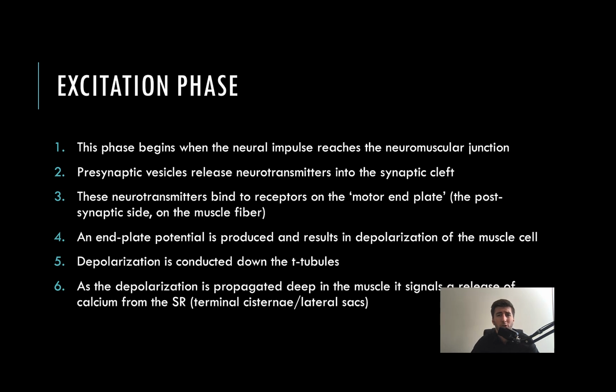So our excitation phase for muscular contraction is really going to start when the signal from the brain is received or reaches the neuromuscular junction on the presynaptic side. So this is at the neuron side of that synaptic cleft. So you're going to have electricity signal that gets sent down. You're going to have these presynaptic vesicles fuse with the neuron membrane.